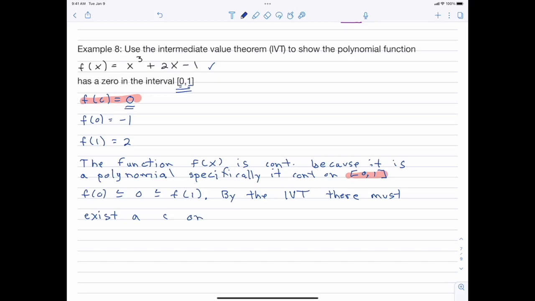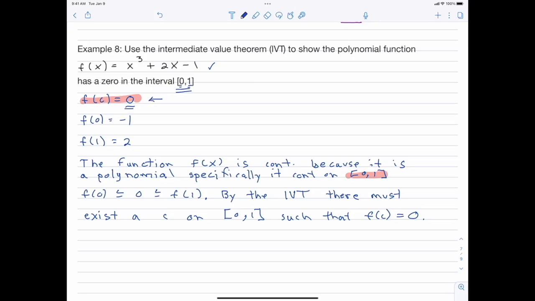Where is this c? Remember, that c is an x value, and it's on the interval from 0 to 1 because these are the domain values that we're looking for. So there's a c value on that domain from 0 to 1 such that f of c equals 0, right? What we were specifically looking for. That's all there really is to it.